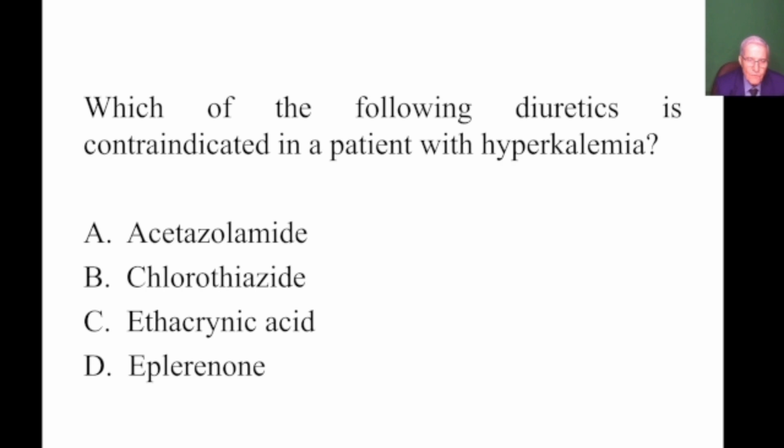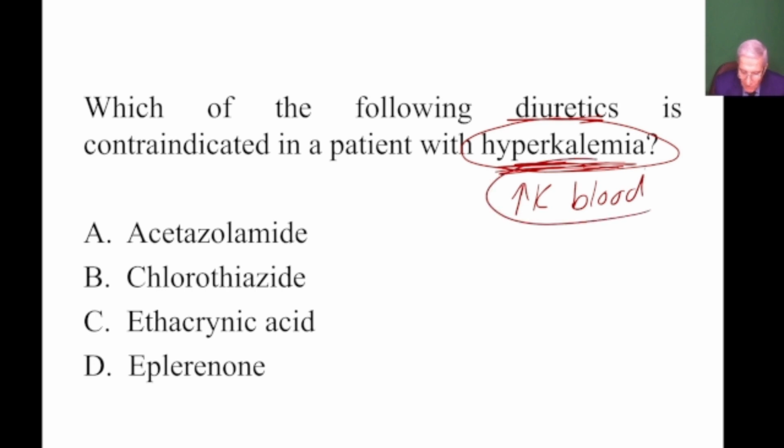Okay, next question. Which of the following diuretics is contraindicated in a patient with hyperkalemia? I like this question. Hyperkalemia means increased level of potassium in the blood. If the patient suffers from hyperkalemia, which medication is not allowed to prescribe? Acetazolamide, hydrochlorothiazide, ethacrynic acid, or eplerenone. Take your time and think about this question. Another way to ask it: which of these diuretics may cause hyperkalemia?